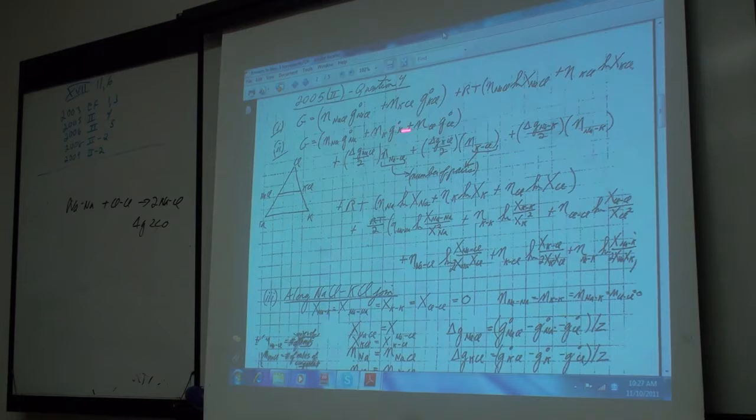And this is the number of moles of A, G naught A, plus number of moles of B, G naught B, plus delta G of the AB quasi-chemical thing over 2 times the number of moles of AB bonds, plus you write out the entropy term. I'll forget the higher order or the second order terms.